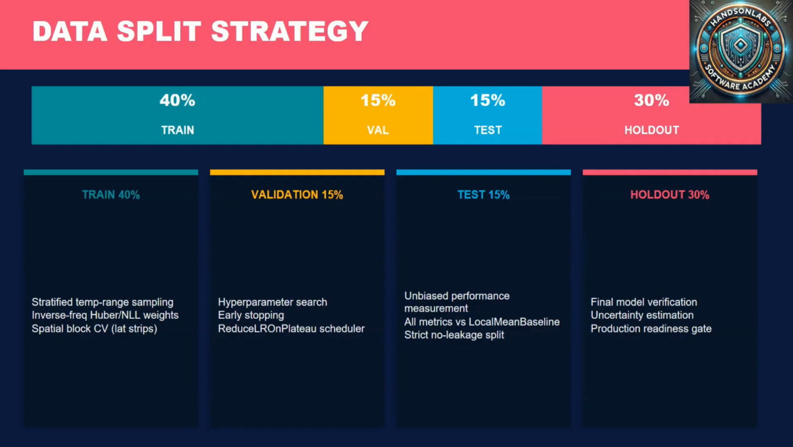reduce LR on plateau scheduler. Then, of course, you have the test: unbiased performance measurement, the AI metrics versus the local mean baseline, which has a strict no-leakage split. And finally, we have the holdout, which is 30%: the final model verification, uncertainty estimation, and production readiness gates.